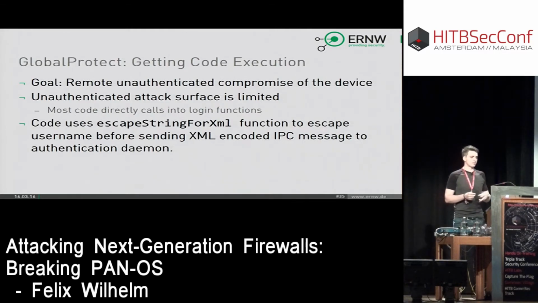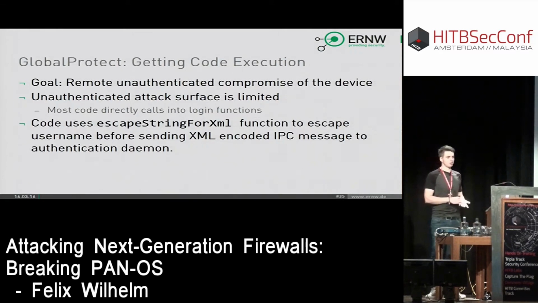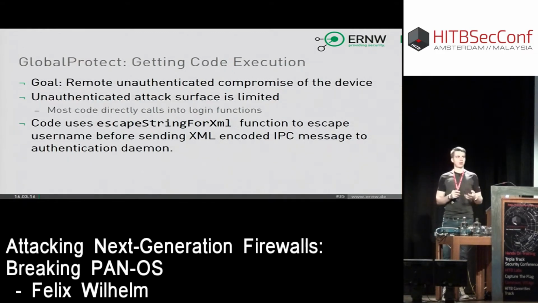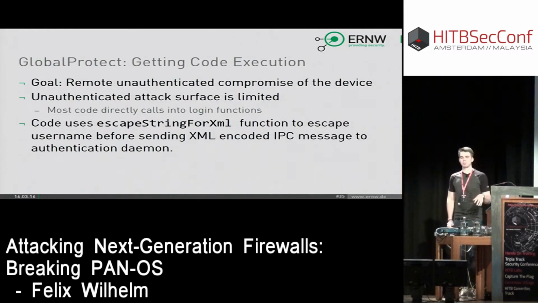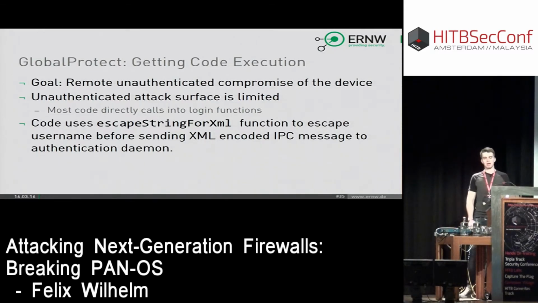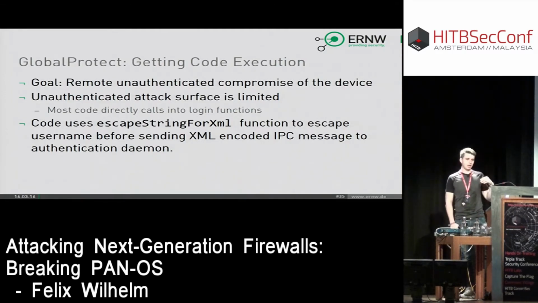Now, these are kind of interesting and fun bugs, but the end goal of this whole GlobalProtect stuff is that we want to get an unauthenticated remote compromise of the device. And again, most of the code you can trigger is hidden behind login functions. So if you don't have any VPN login, you don't have a lot of attack surface to play with. But there's a really interesting function. It's called escape string for XML. And they use this function to escape the username before then sending it as an IPC message.